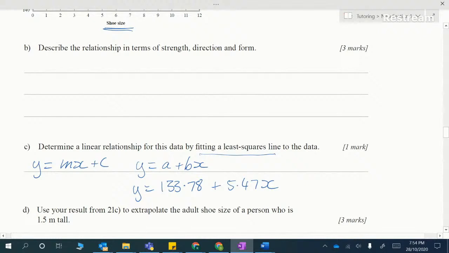Now, sometimes they also want you to write in what the variables are. So you could also write height is equal to 133.78 plus 5.47 times shoe size. Sometimes they want you to put the variables in there. So if you end up with some time at the end of the exam, then go ahead and do that.